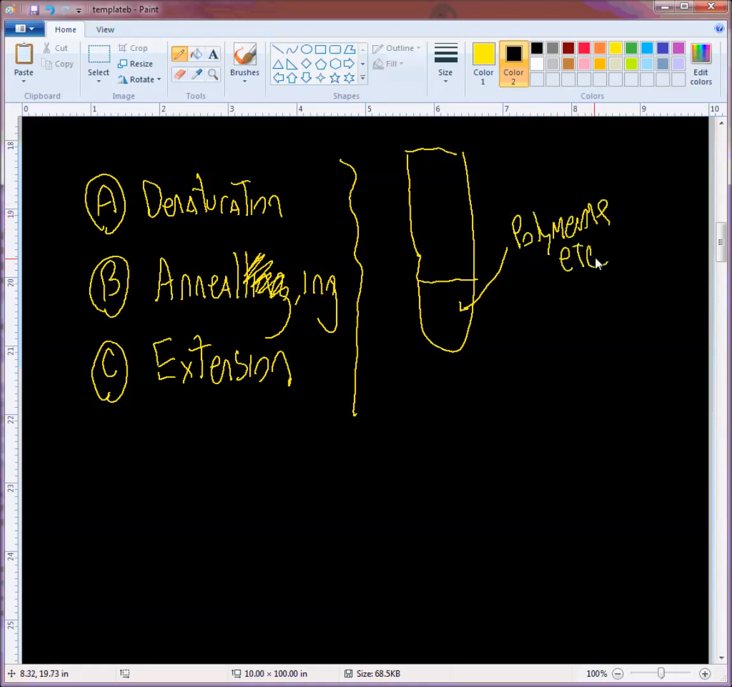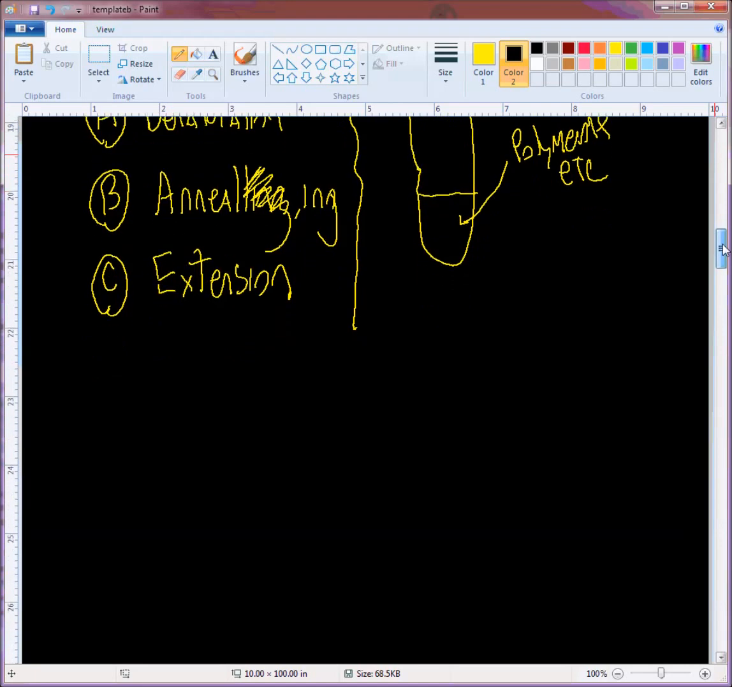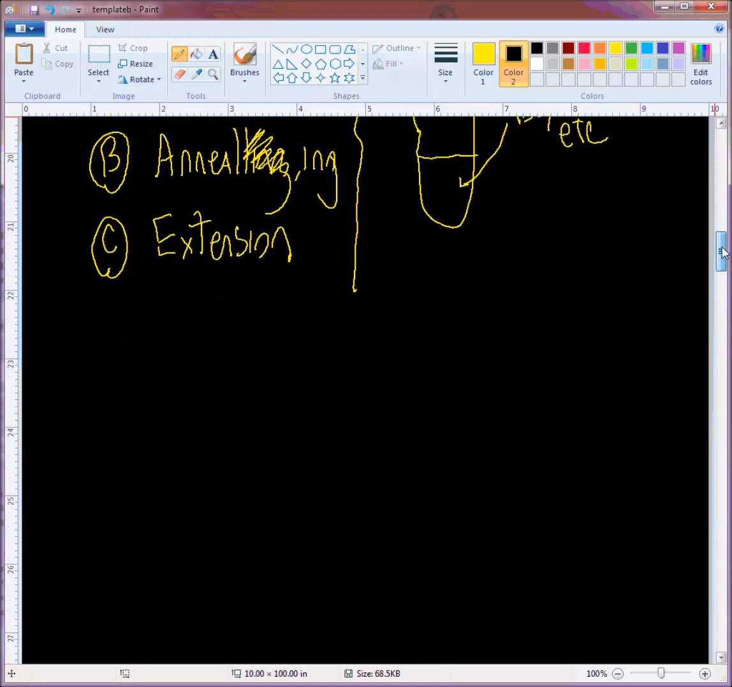Polymerase, etc. So we are going to try and copy that gene, that single gene within that genomic DNA.